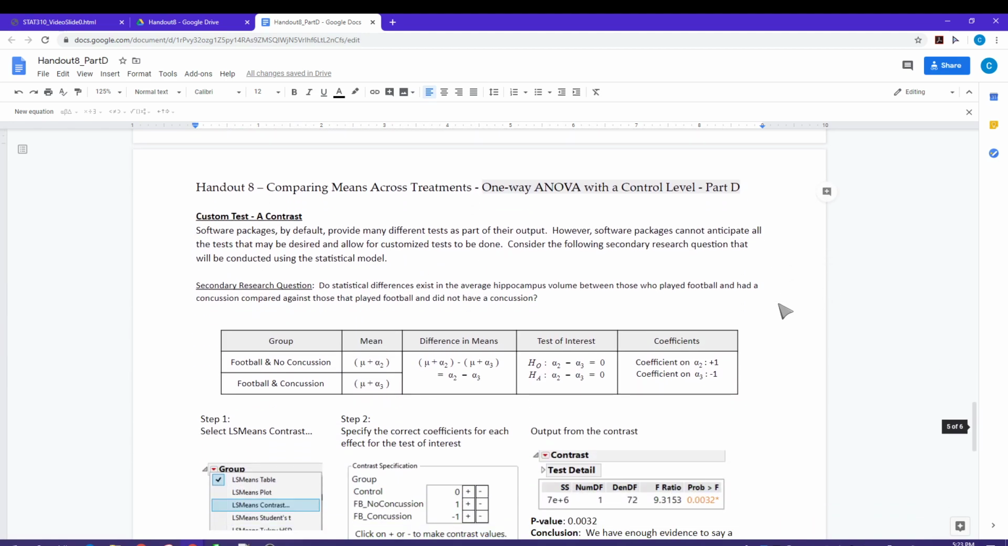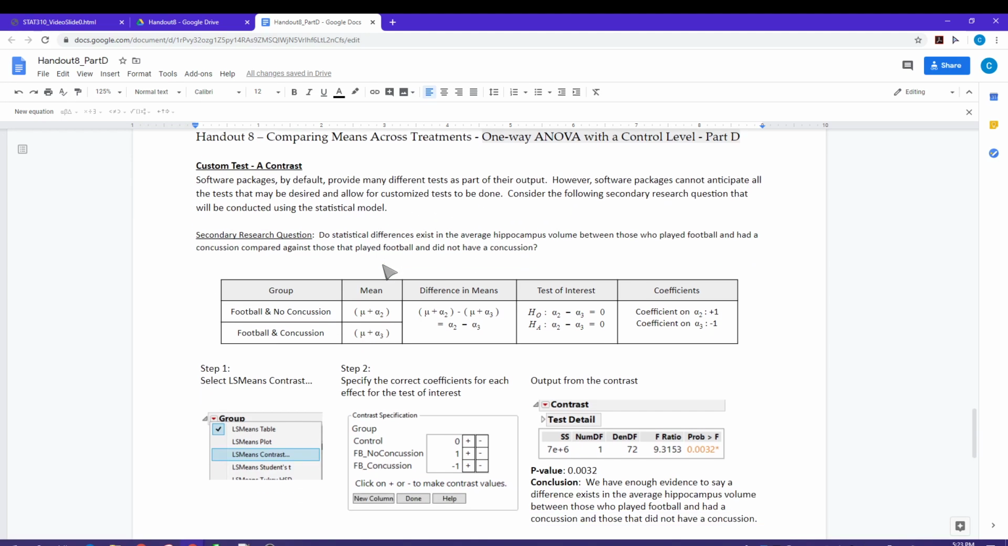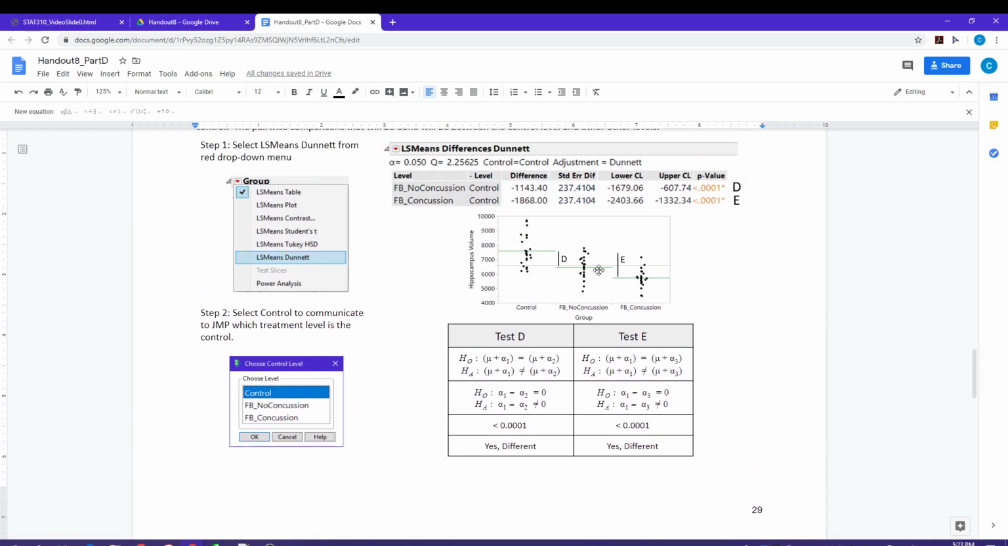So we can actually create custom tests inside of JMP. So software packages allow us to do a custom test. They can't anticipate all the different tests that might be of interest. So here is a secondary research question. Do statistical differences exist in the average hippocampus volume between those who played football and had a concussion against those that played football and did not have a concussion? So again, that's the comparison that was not being done up here by Dunnett's.